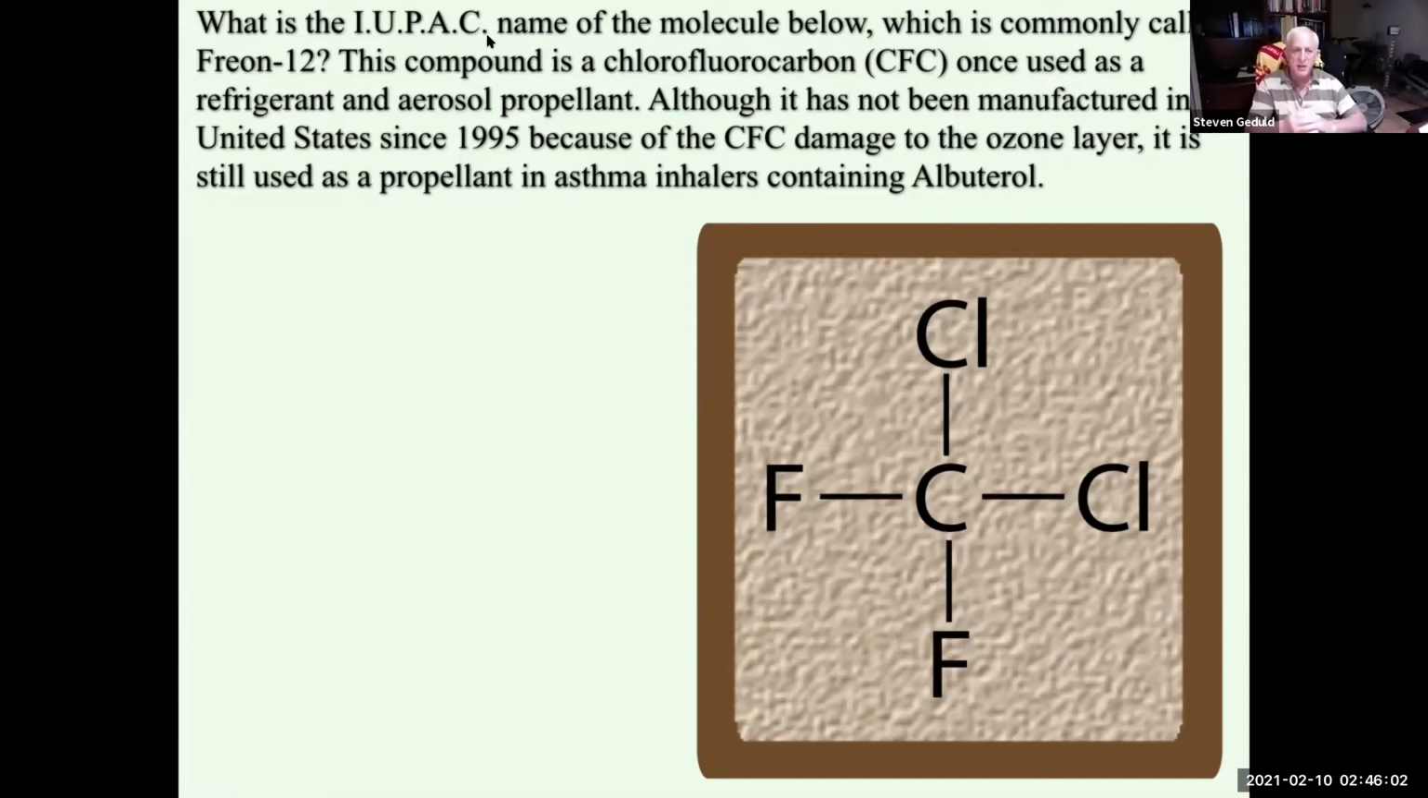Chlorofluorocarbons are destroying the ozone layer. It's still a propellant in asthma inhalers like albuterol. So when you have a patient that uses albuterol for asthma, you push that down. What propels the albuterol out of that inhaler is a chlorofluorocarbon. This is Freon 12. You can see the picture of it. What is the name of that compound? What's the IUPAC name, like we've been naming?